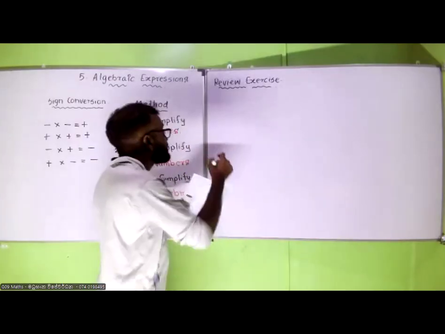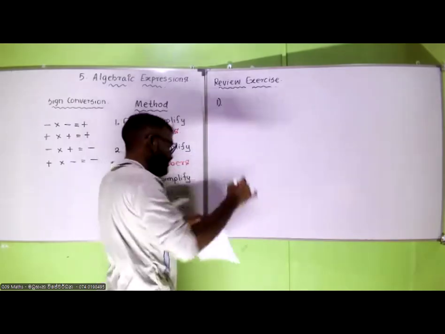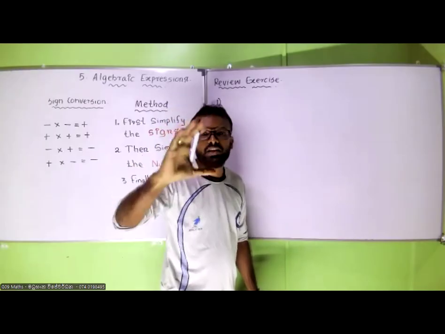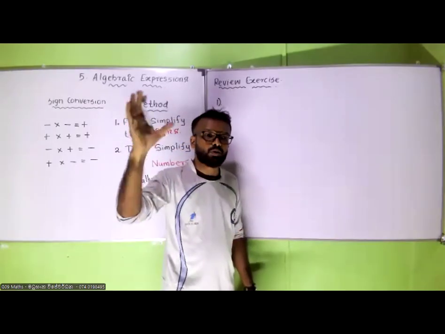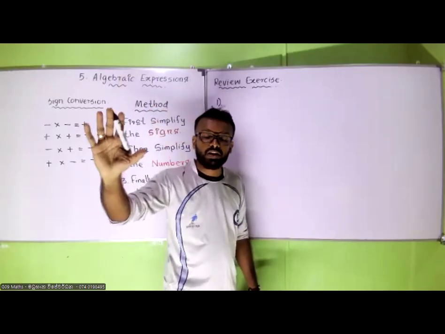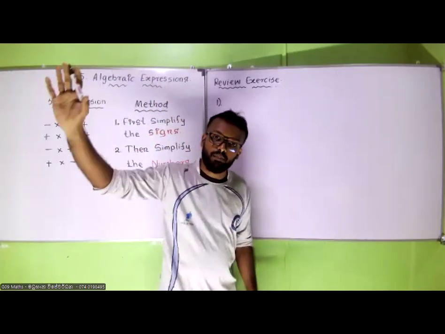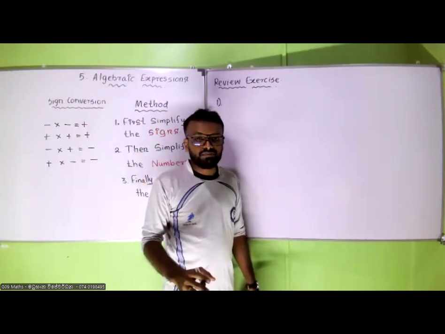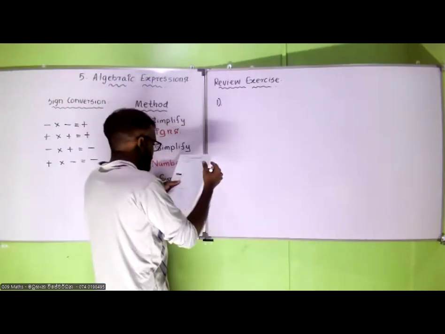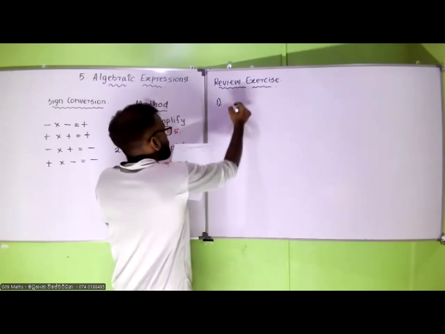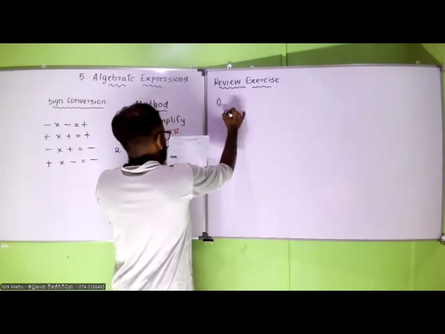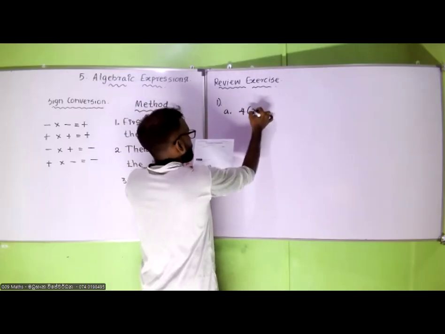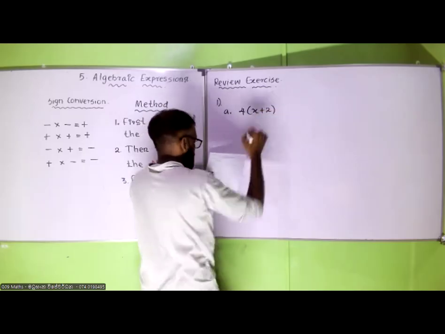Right, review exercise. First question. Finally, I want to say please study hard and make your mother and father happy. Their only hope is to see you studying. Go to campus, pass O level, pass A level, go to campus, and beyond that keep making them happy by giving them many things. Right, I will do part A. That is your example: 4 times (x plus 2).